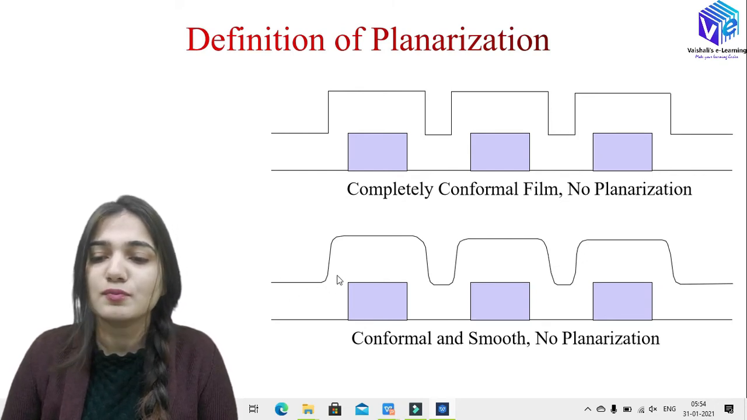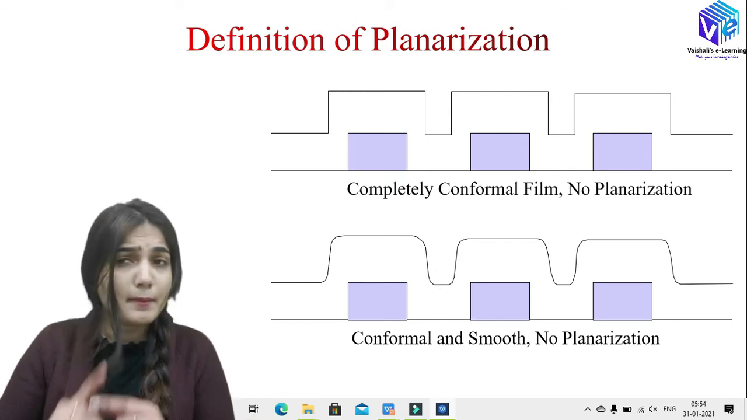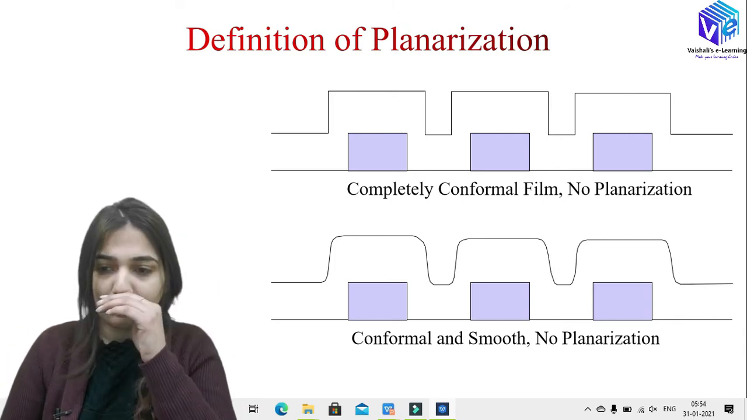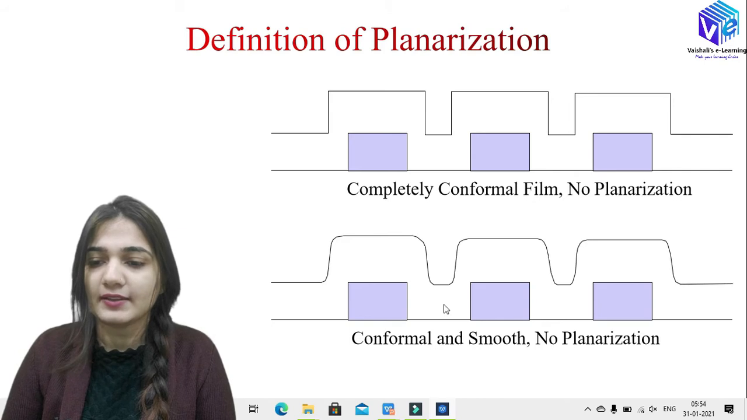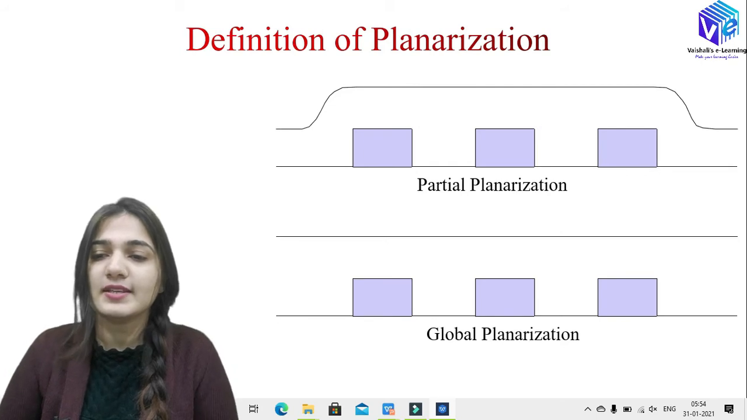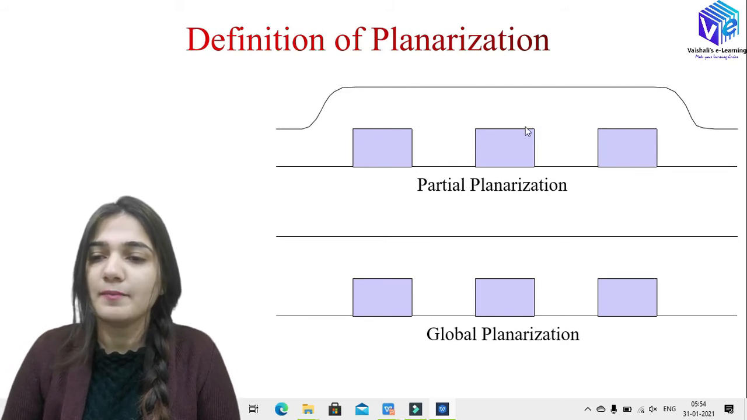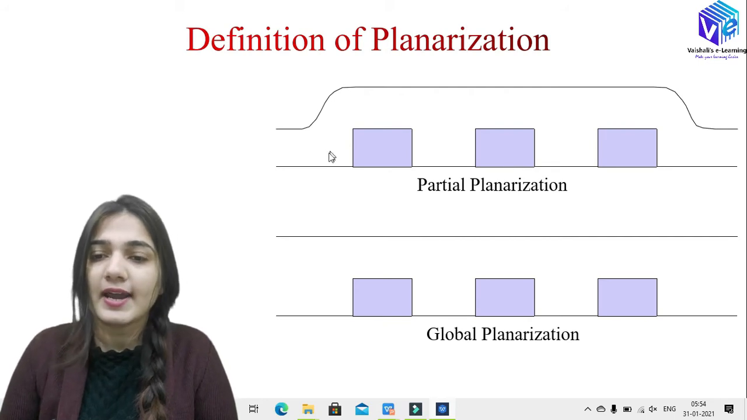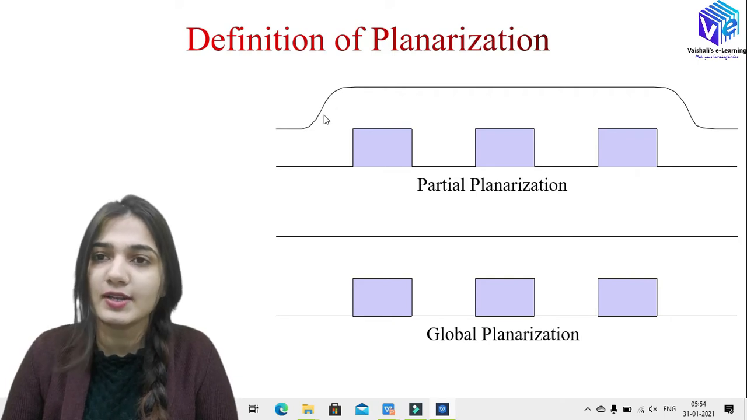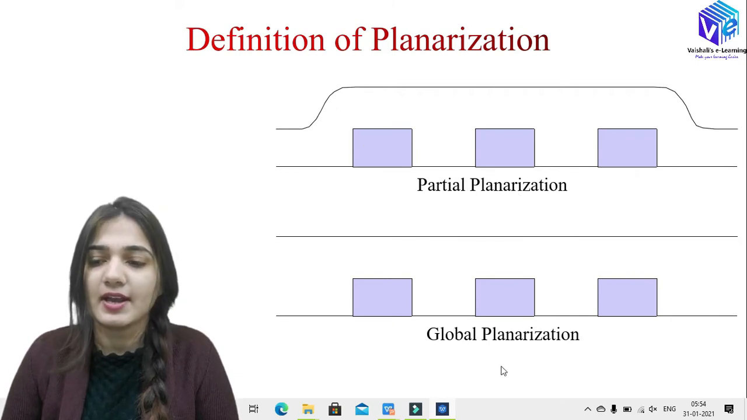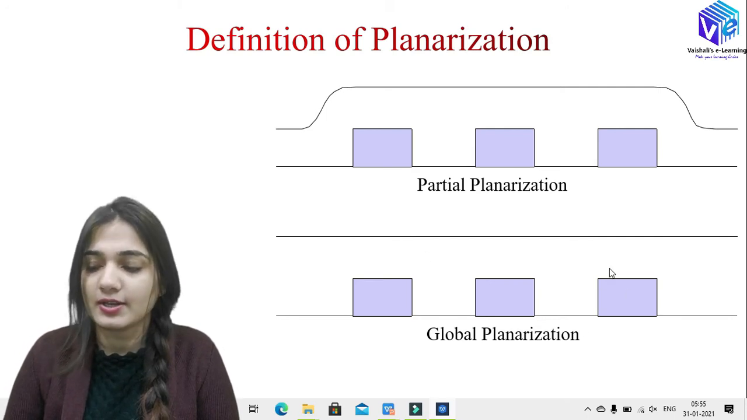Here you can see I have smoothened out the edges. Okay, so it is a smoothened out structure, but it is also not planarized. You can see here we have the upper level, then the lower level, the upper level and the lower level. So it is also not planarized. Now in this structure, from here you can see it is planarized, right? But at this part we have the discontinuity or the roughness. So it is partial planarization. After that we have the global planarization, in which the structure is planarized over the whole length, right? So this is the global planarization.